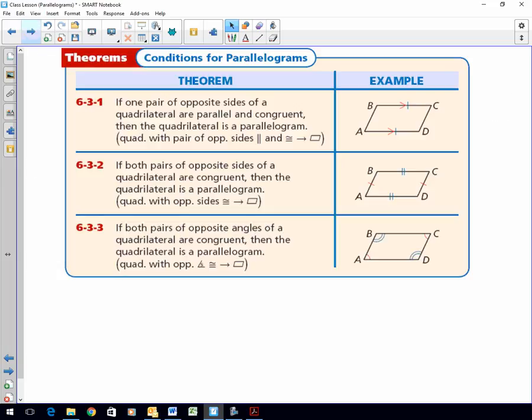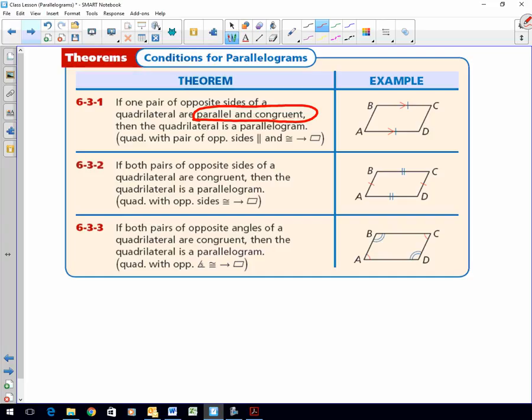First off, don't worry about writing it down. Please, just look up here. Just look and understand. I've already written down the properties. Just watch magic work. If one pair of opposite sides of a quadrilateral are parallel and congruent, then the quadrilateral is a parallelogram. That's called the magic one.